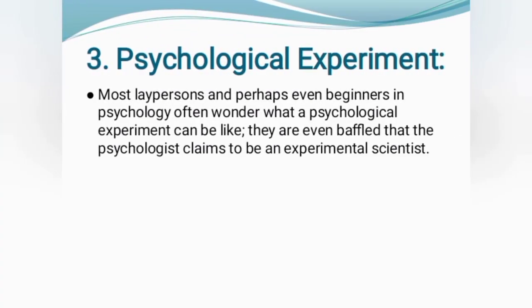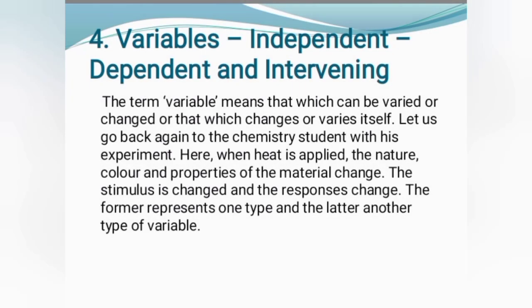So next one is psychological experiment. Most lay persons and perhaps even beginners in psychology often wonder what a psychology experiment can be like. They are even baffled that the psychologist claims to be an experimental scientist. So the next one is variables, independent, dependent and intervening.